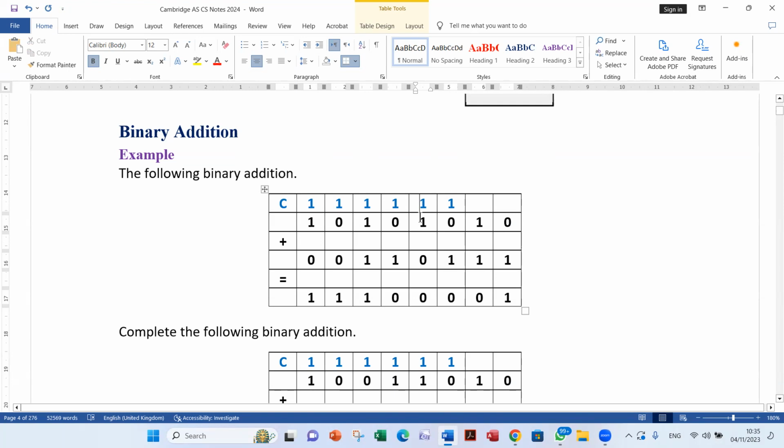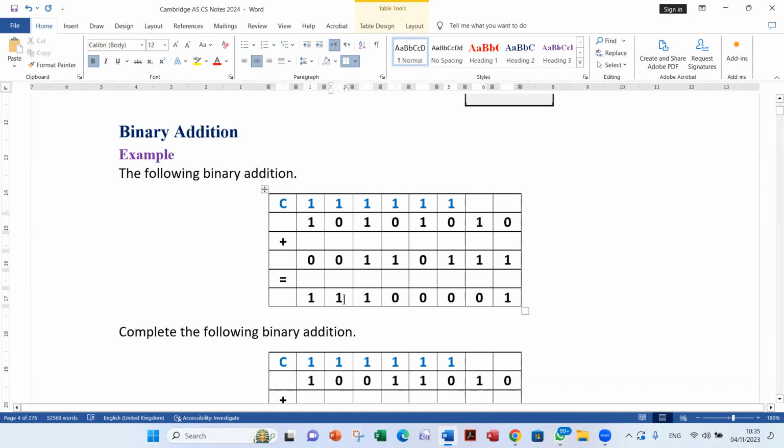Here you are adding 1 plus 1 plus 0 and it is 0 and carry 1. And here you have 1 plus 0 plus 1 and it is 0 and carry 1. Here you have 1 plus 1 plus 1, that is 3. And this is 1 and carry 1. Here is 1 plus 0 plus 0, that is 1.